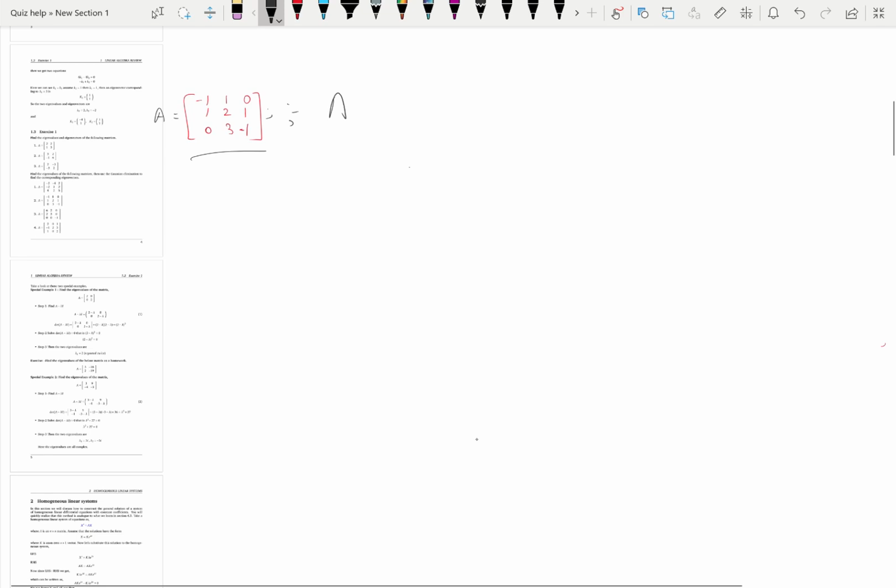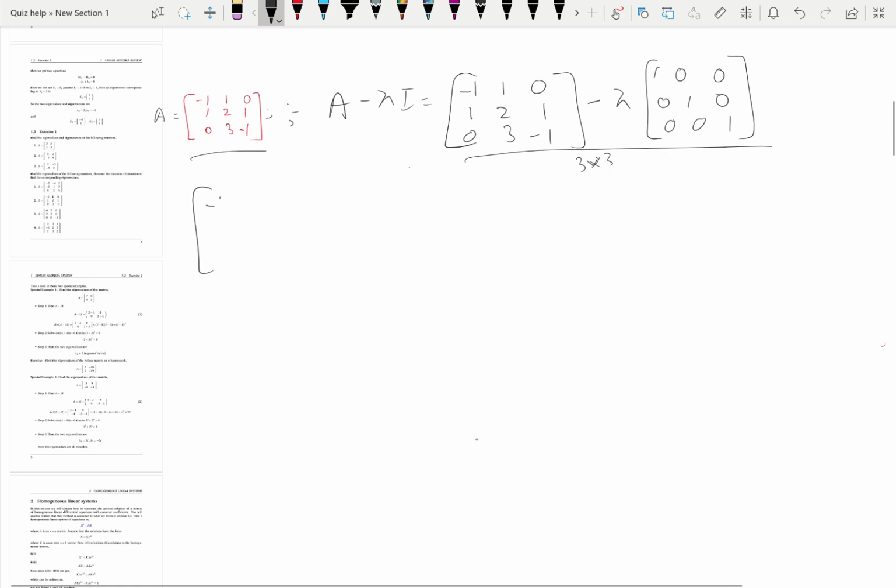We first start with writing the A minus lambda I matrix, which is negative 1 1 0, 1 2 1, 0 3 negative 1, minus lambda times, now this is a 3 by 3 matrix, 3 rows 3 columns, so you need a 3 by 3 identity matrix. That means 1 along the diagonals, everywhere else you have 0. The next step is to simplify this and write it as one matrix, but before that, let's multiply that lambda, and we get lambda 0 0, 0 lambda 0, 0 0 lambda. So this is the identity times the lambda.